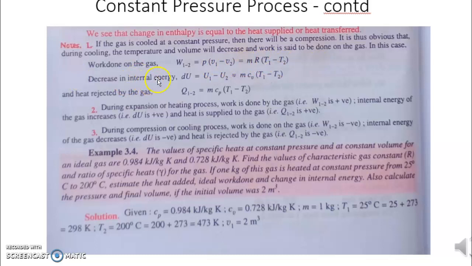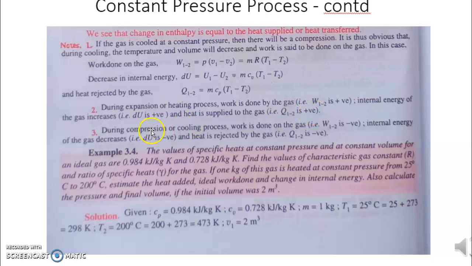The decrease in internal energy is U1 minus U2 equal to mCv into T1 minus T2, and the heat rejected by the gas equals mCp into T1 minus T2. So during the heating and expansion process, work is done by the gas, so it is positive. Internal energy increases, so it is positive. Heat is supplied to the gas, so it is also positive.